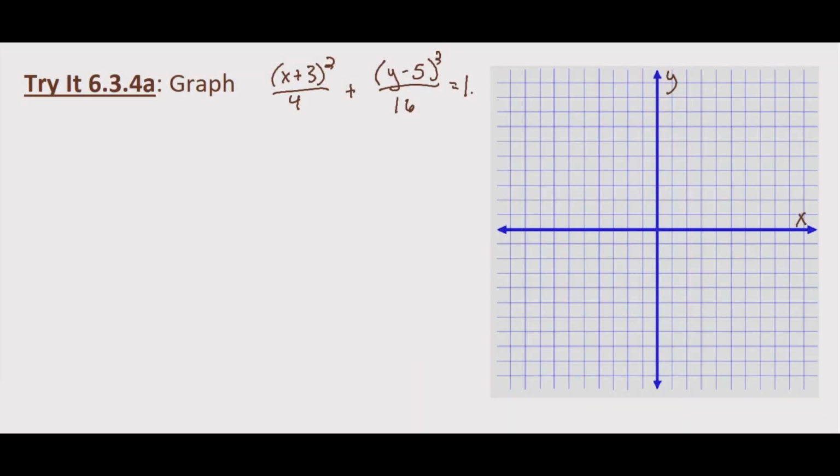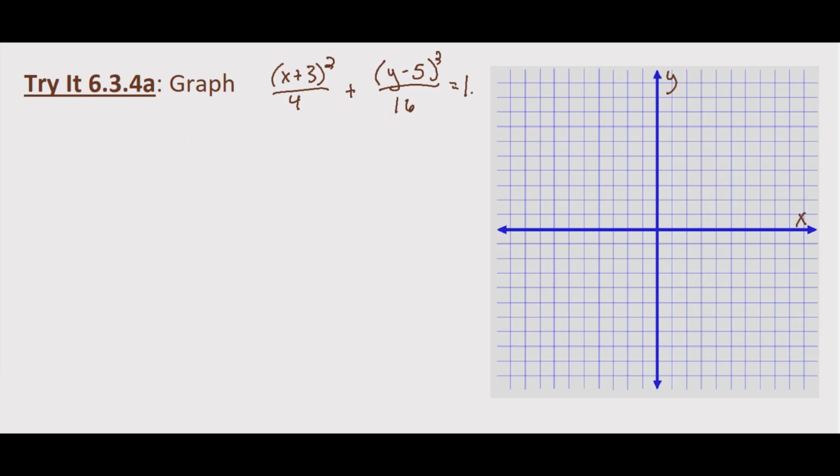So now we're looking at graphing an ellipse where the center is not the origin. And as I mentioned earlier, when we were looking at the ones that are centered at the origin, it's when we have something being added or subtracted to x or added and subtracted to y that we're going to have a center that's not at the origin. The process other than that is the same.